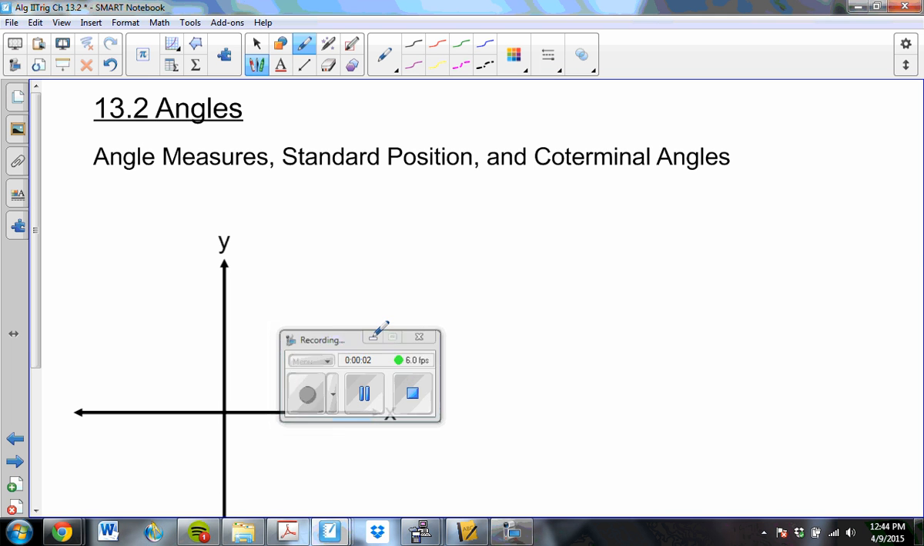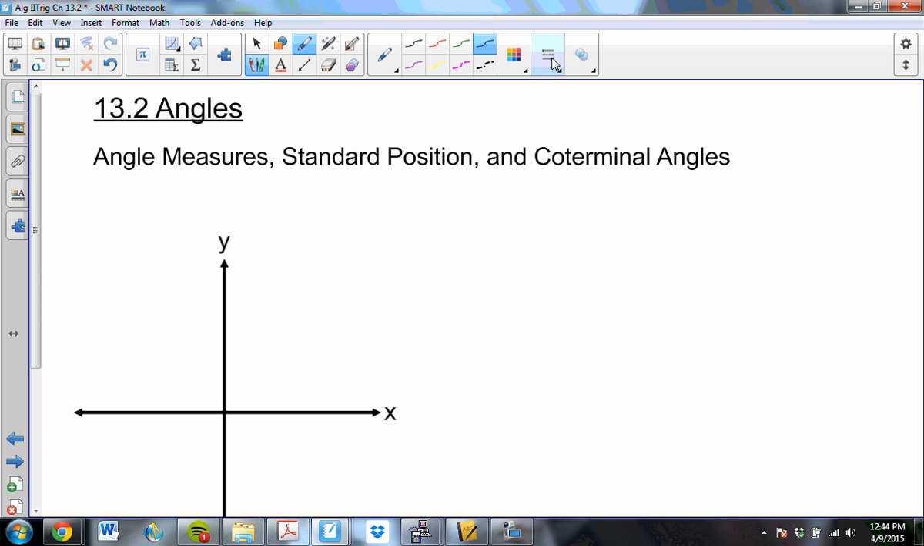Section 13.2 is on angle measures. Now that we've taken our triangle trig and made sense of it, we take the trig and put it on a coordinate plane. So I have an x and y axis now, and we can do angle measures here. Every angle that you measure on the coordinate plane is coming off of this segment here. Not just the x-axis, but the forward-facing portion of the x-axis, not the backwards-facing portion.